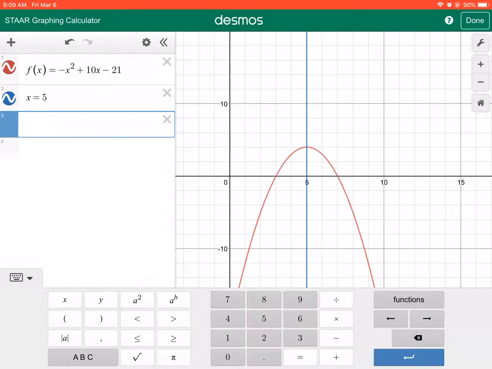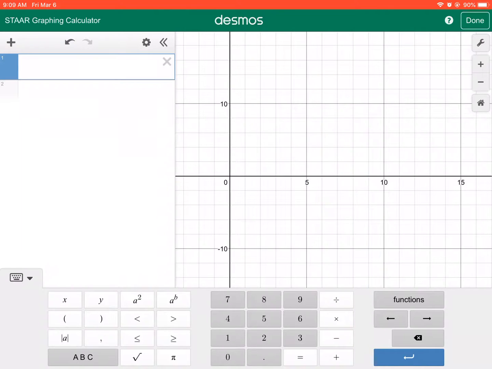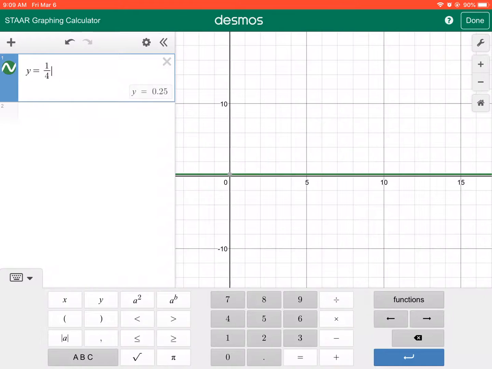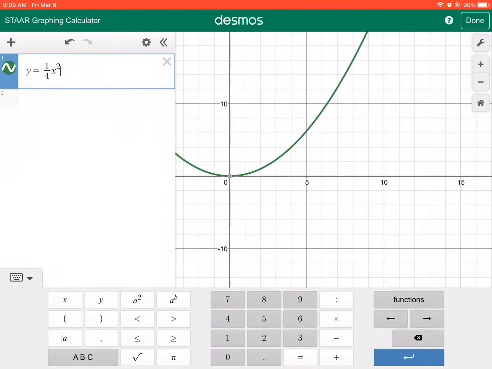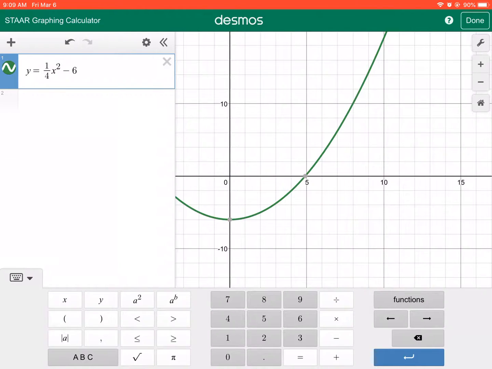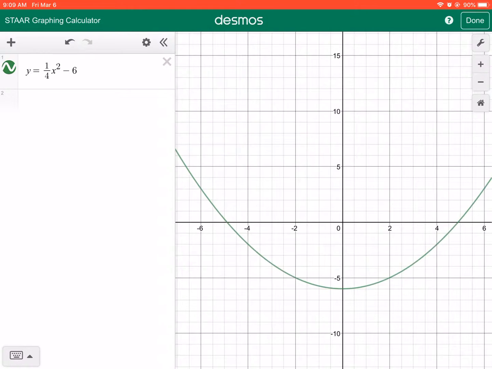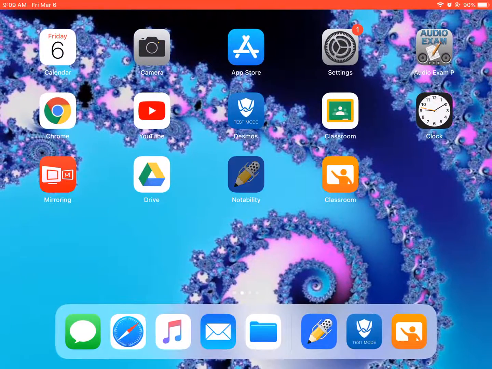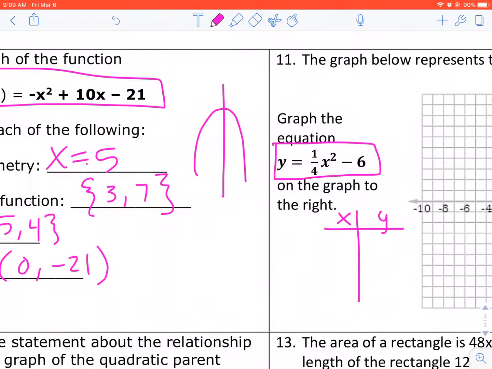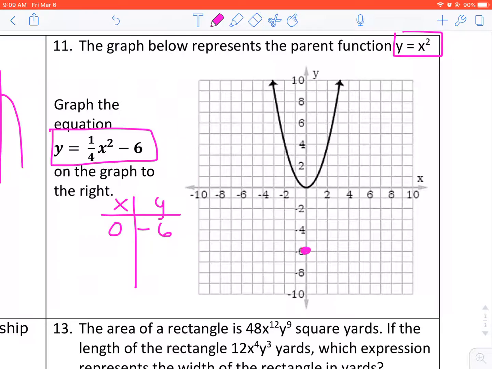Your equation was y equals 1/4, and then go out to the side so that your x is not on the bottom, x squared minus 6. So we have some good dots here that we can use. And we can use a table, or we can just tap on them and copy them over one at a time. Your y-intercept is pretty good, 0, -6. So I'm going to use 0, -6. And so that's down here.